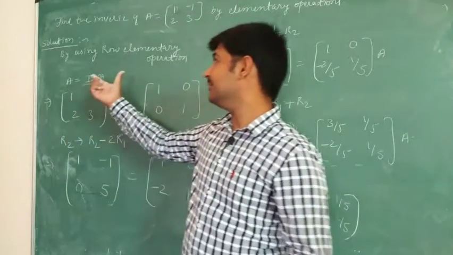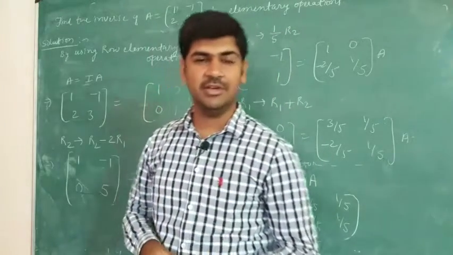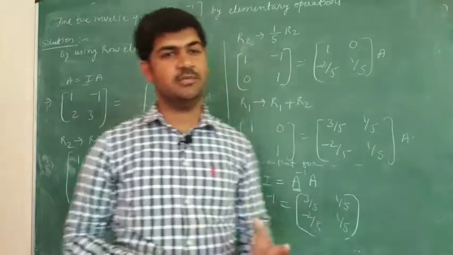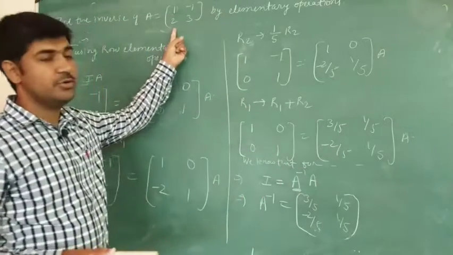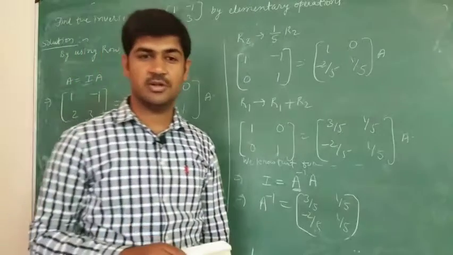In our previous video, we found the inverse of a square matrix of order 2 by using a series of row elementary operations or transformations. Here we will be finding the inverse of the same square matrix of order 2 by using a series of column elementary operations or transformations.